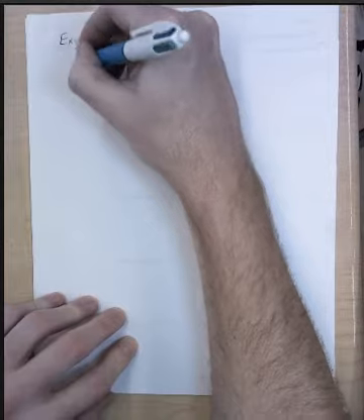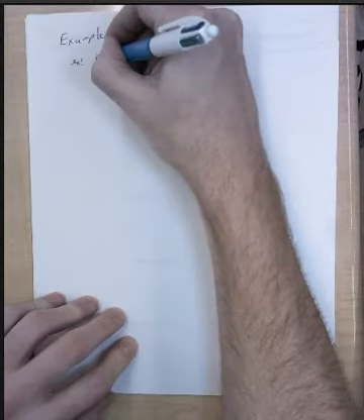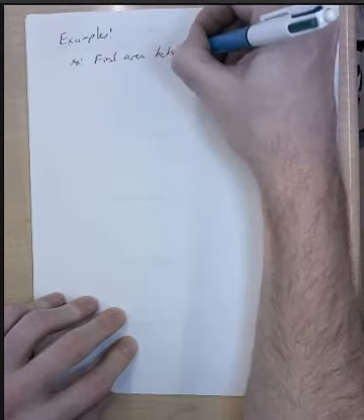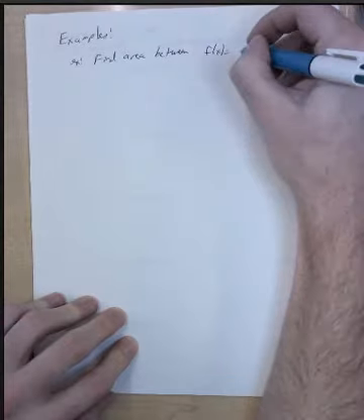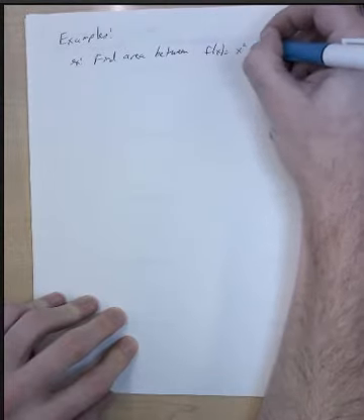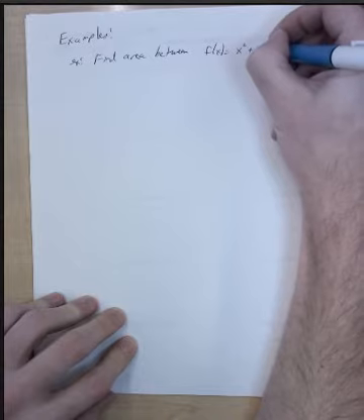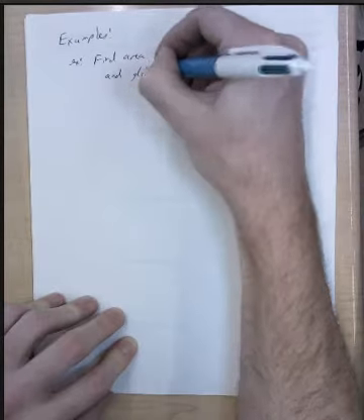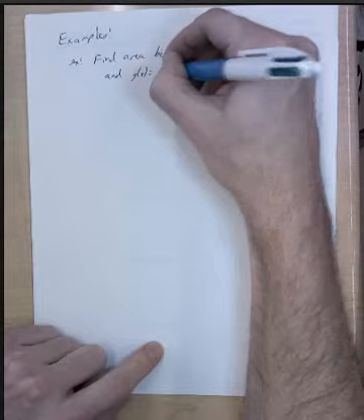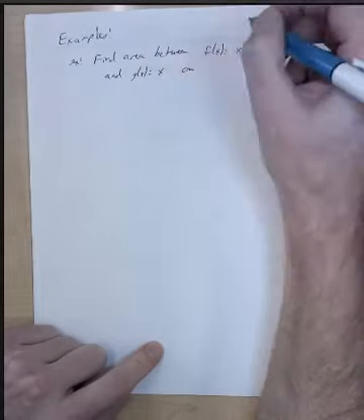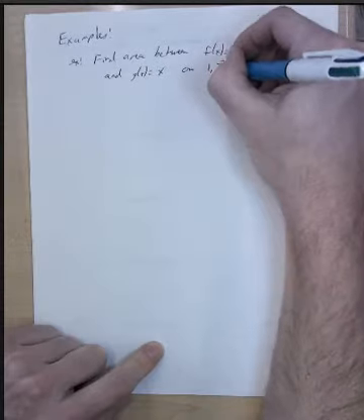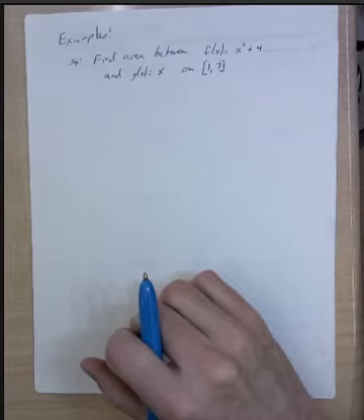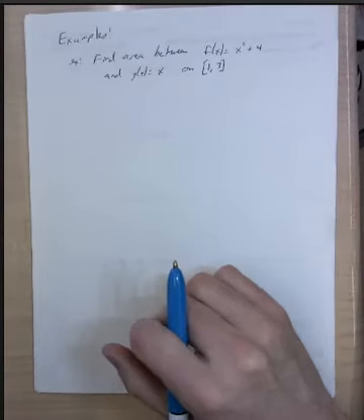So let's find the area between f of x equals x squared plus 4 and g of x equals x on 1 to 3. So I'm going to draw a diagram for this. Don't need to, because we have the formula, but I'm just going to draw a diagram so we can see what's going on.